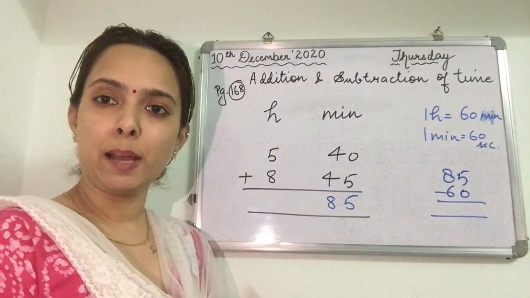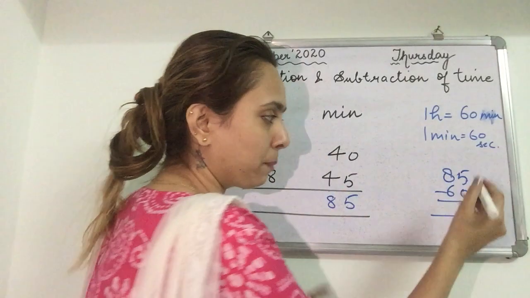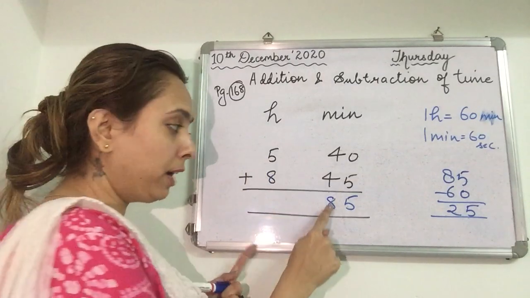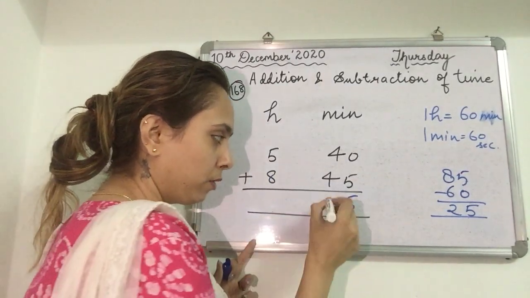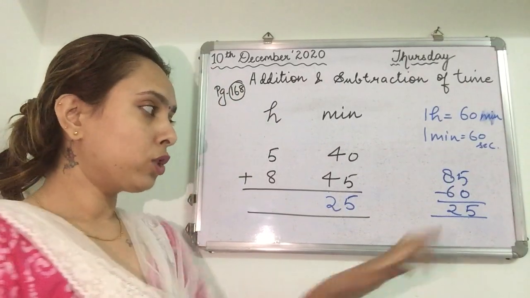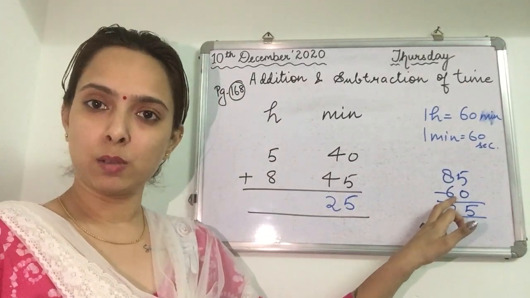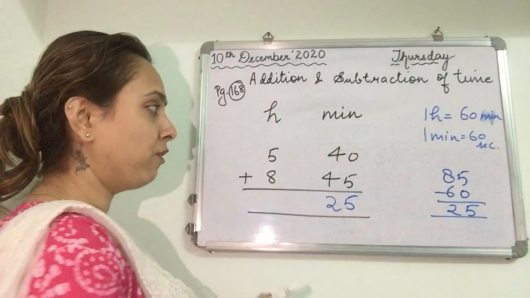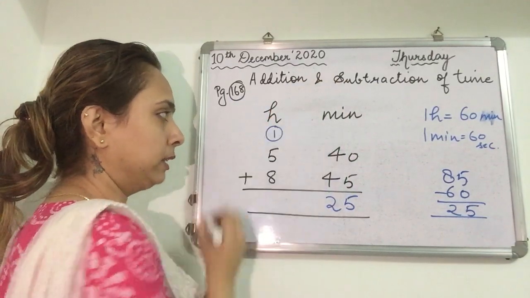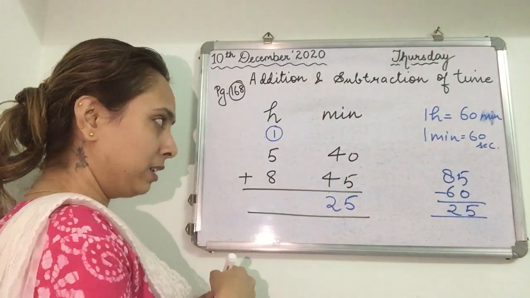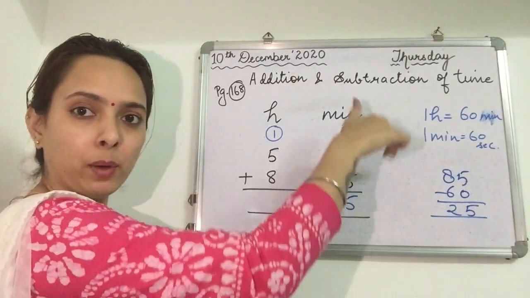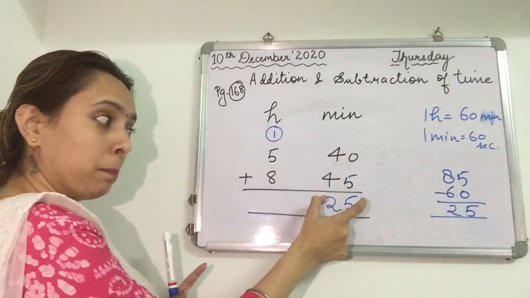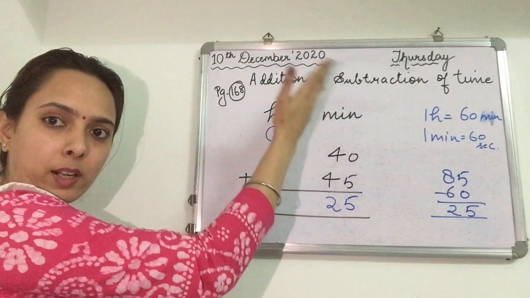In addition, you always have to follow this step. So what are we going to do? We will subtract. We will get the answer as 25. So now here we will write 25. What about the 60 minutes? This 60 minutes will be converted into hours and carried over. So this 60 minutes becomes 1 hour. 1 hour is equal to 60 minutes.